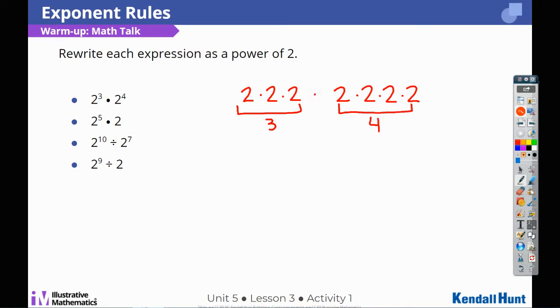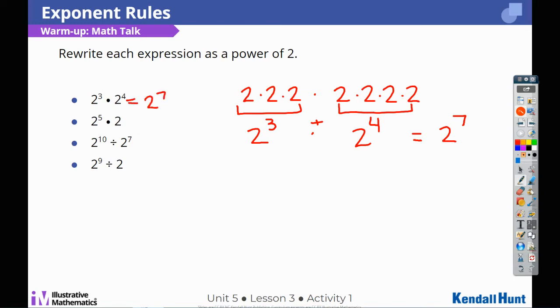When I'm multiplying those by each other, I have 2 to the power of 3 times 2 to the power of 4. Well, I can just add those together. 3 plus 4 equals 7. So it's 2 to the power of 7. So 2 to the power of 3 times 2 to the power of 4, we can add the exponents because we're essentially adding the number of 2's that we're multiplying by itself, and we get 2 to the power of 7.